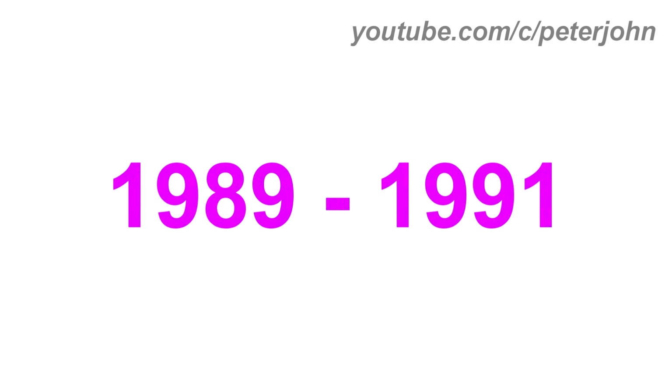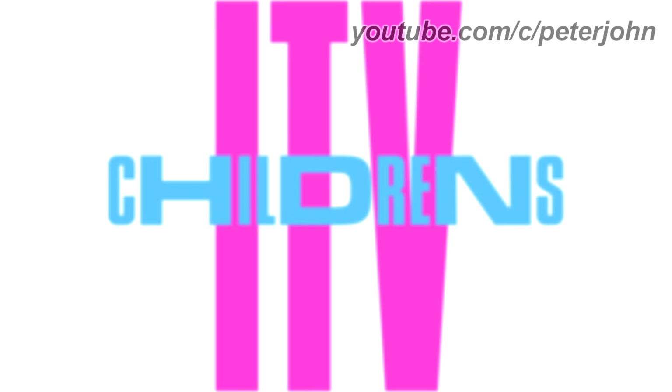1989 to 1991, there is the word ITV in pink text, and on it, there is the word Children's in blue text. Here is a bumper.